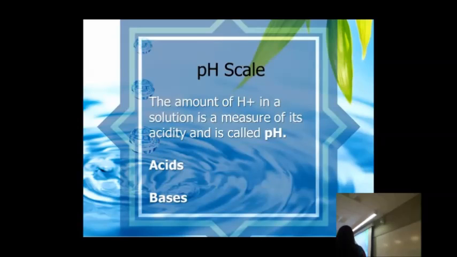The pH scale is measured through the amount of H plus, or the hydrogen ions, in a solution, and that is called the pH scale. We have acids, which have a much lower pH, and bases, which have a much higher pH. Some of the ones that we talk about: acids like lemon, like vinegar, and some really strong acids that can eat through your skin. We have bases like ammonia. Milk is a base. Your blood is a little bit basic.